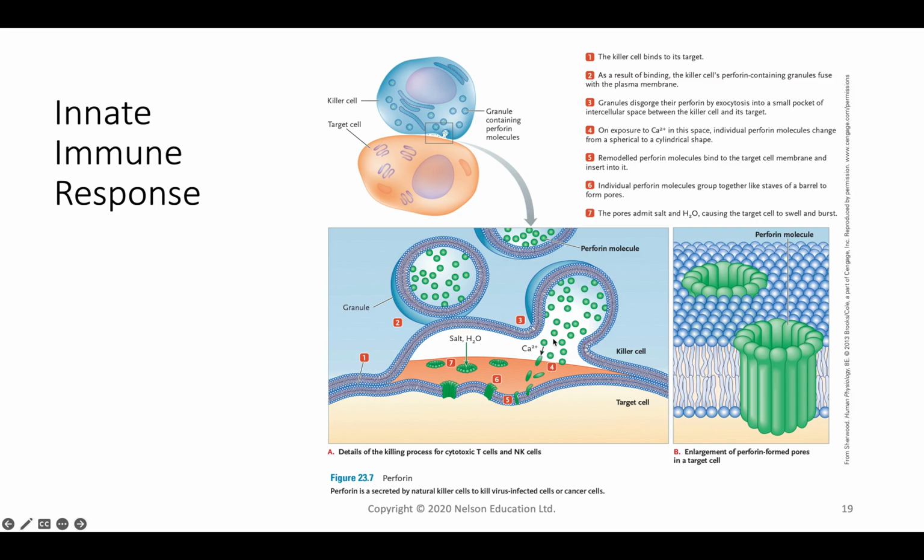Then we're going to have calcium exposed to that area, which causes the remodeling of the perforin molecules. Long story short, we end up with holes in the membrane that allow liquid to flow right on through these pores. The pores are going to admit salt and water with no discrimination at all, causing the target cell to swell up. Water is just going to flow basically in until it eventually bursts open. So that means that this cell, which was a cancerous cell or an infected cell, etc., is now going to be targeted for cell death by these natural killer cells using these perforin molecules.